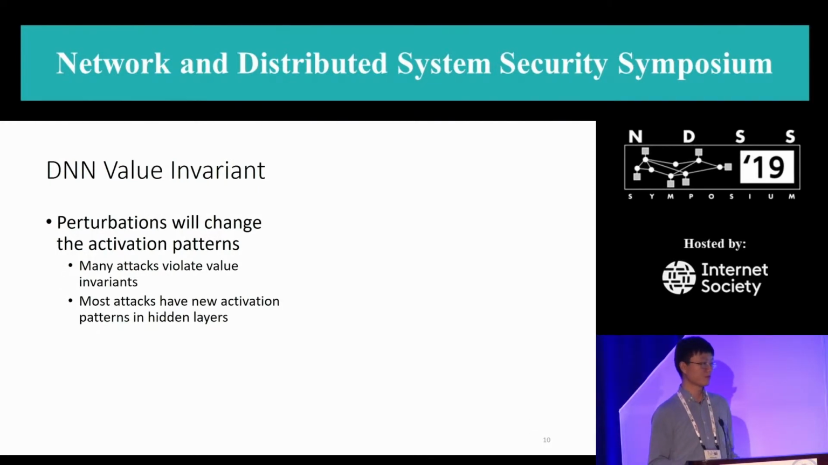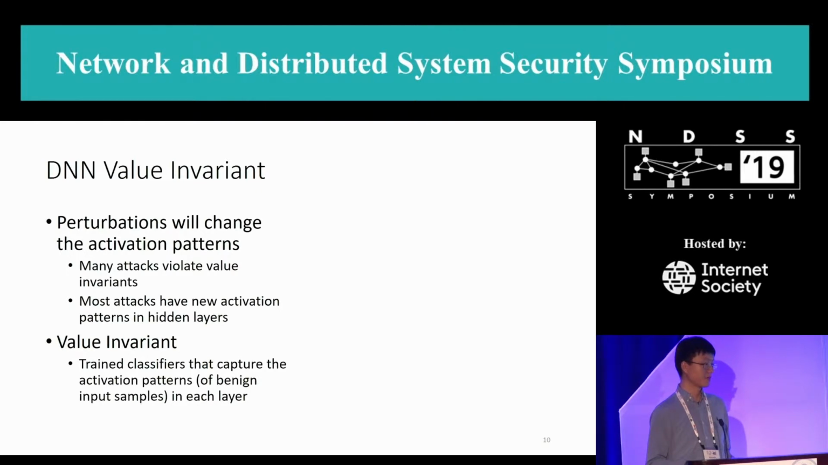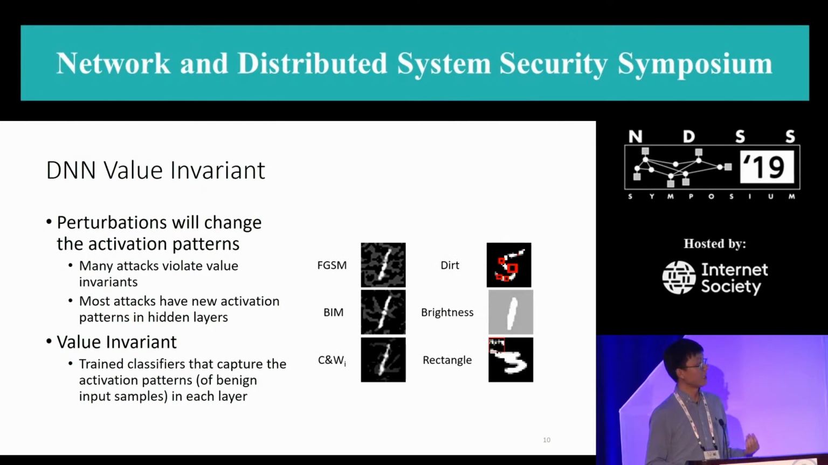The perturbations will change the activation patterns in the hidden layer. We found that many attacks actually violate the value invariance, and most attacks will actually generate their own new activation patterns in the hidden layers. So we propose the value invariants, which are essentially trained classifiers that can capture the activation pattern of the benign inputs in each hidden layer. Here I show some examples of the attacks which significantly violate the value invariants.